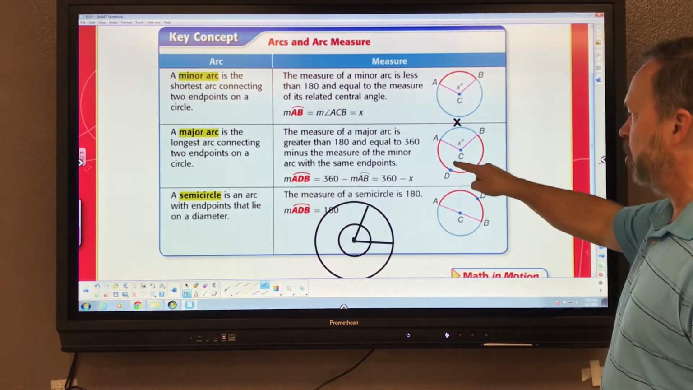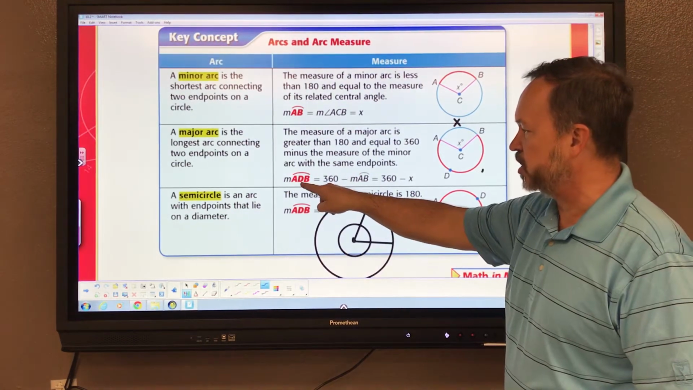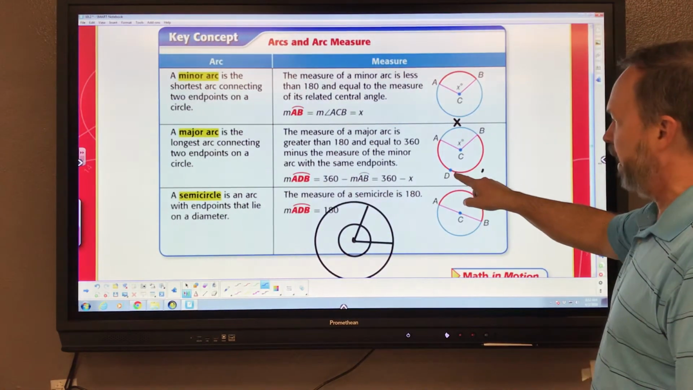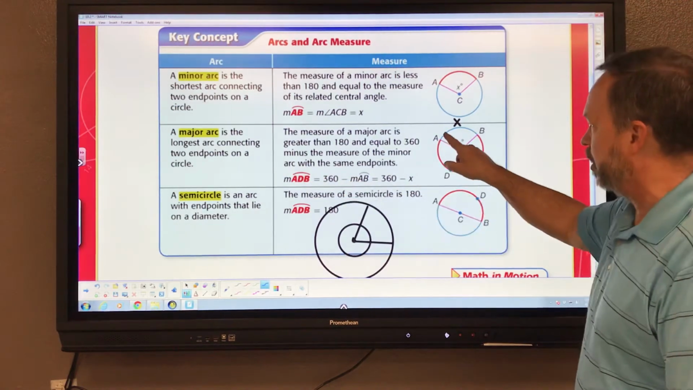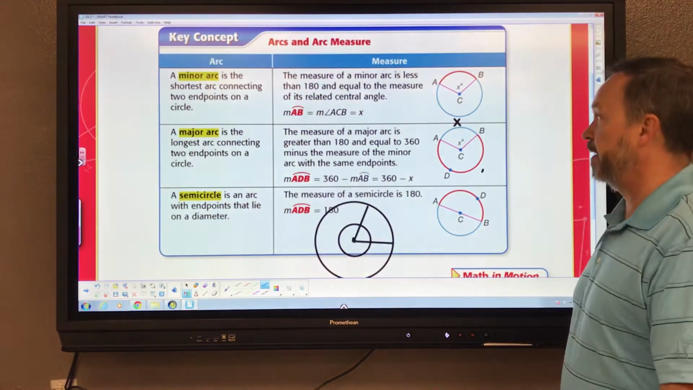If you want to know the larger arc or the major arc, then what happens a lot of times, you put in this third point that's on the way. So you're saying start at A, go through D, and get to B. And that's how you know which arc you're talking about.